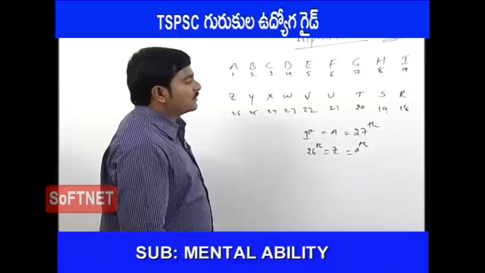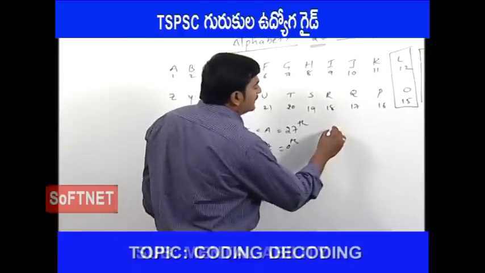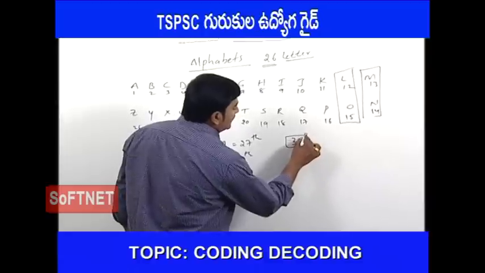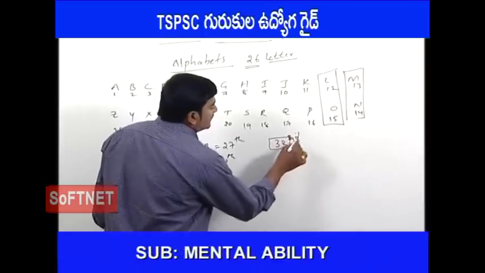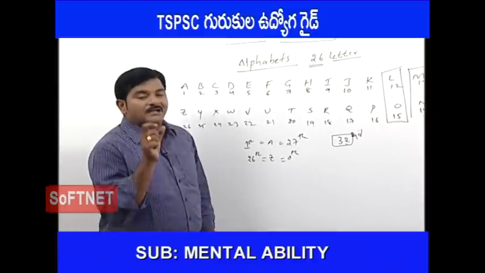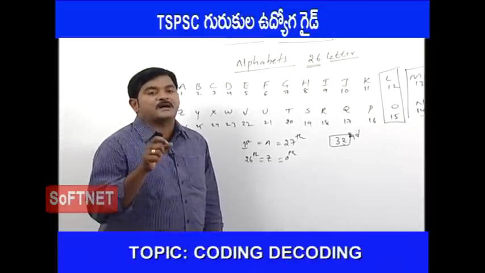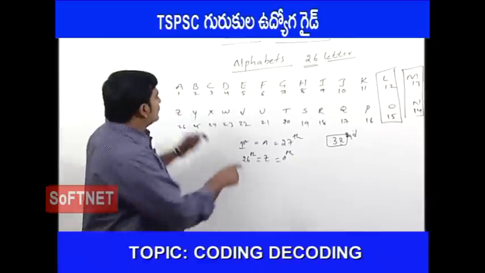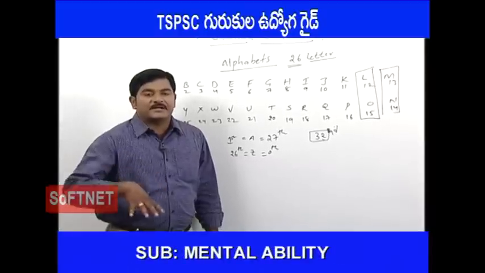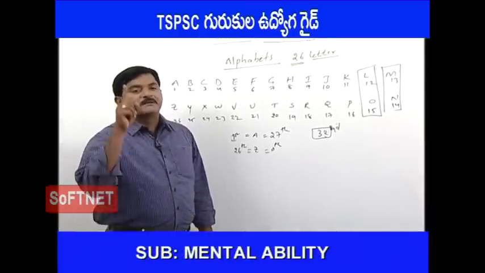So you need to focus on all of them. For example, let's say I need to find the 32nd alphabet in English. How can you find the 32nd alphabet? Consider the first 26 alphabets as one set. From A to Z, we have 26 letters. These 26 letters are considered as one set.